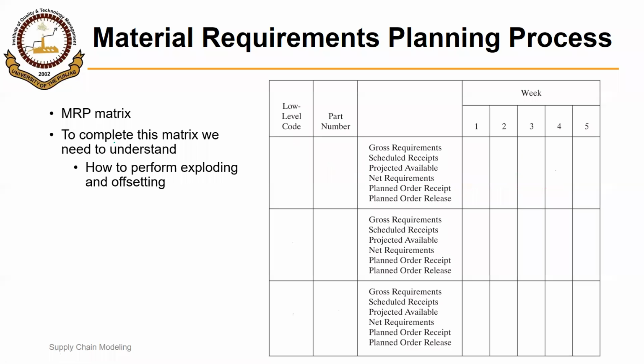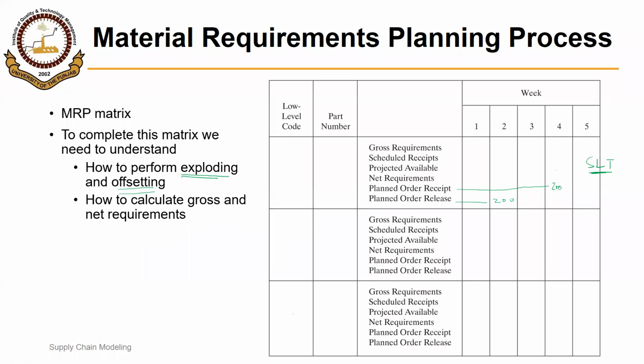To complete this matrix, we need to understand how to perform exploding and offsetting. We discussed exploding in the previous segment, and I have given you an idea of lead time offsetting. Based on the requirement in a certain period, we offset the lead time and place an order in an earlier period. Again, if we require 200 here and we have a lead time of 2 weeks, we place an order here. And in this case we are not considering safety lead time. If we are considering safety lead time, of course, we will place the order earlier than this.